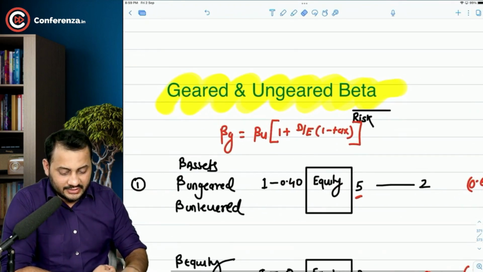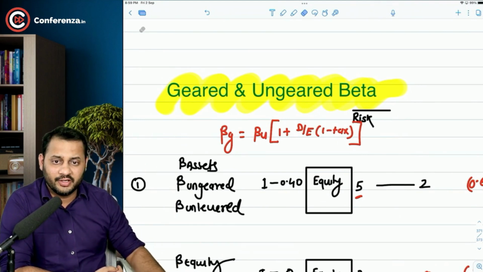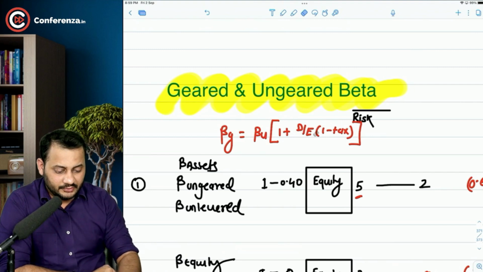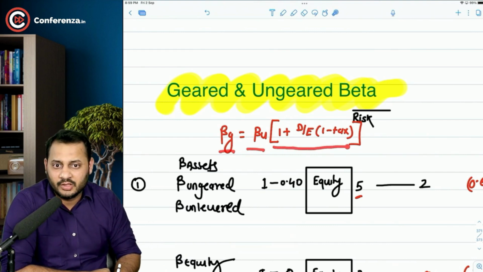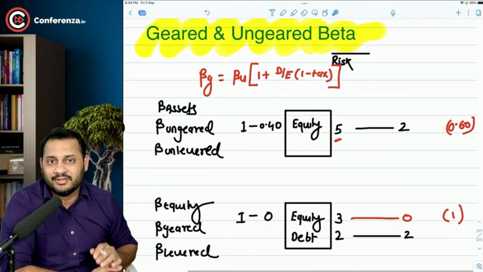So we are going to discuss this geared and ungeared beta, and let's have a look at the formula of geared beta. So this beta G means the geared beta. Beta G is the geared beta, which is equal to ungeared beta multiplied by 1 plus debt equity ratio in bracket 1 minus tax. We will derive this formula, don't worry about it. But first let's understand the concept.